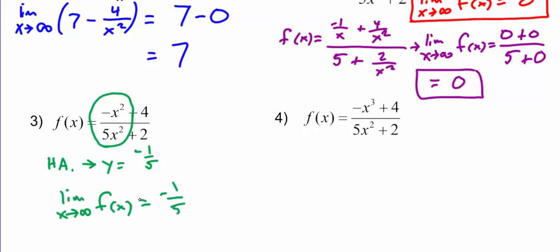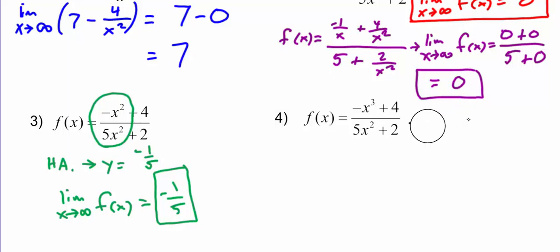All right, so there's that one, negative 1/5. Let's look at number 4. Let's use the other method where we divide. And so I can see when I look at this that the highest degree is x to the third. So I'm going to divide each term by x cubed.